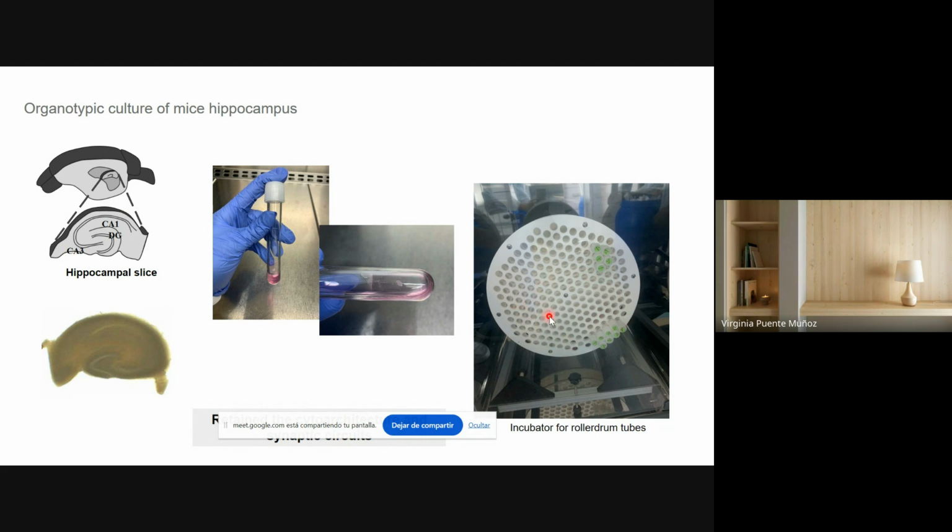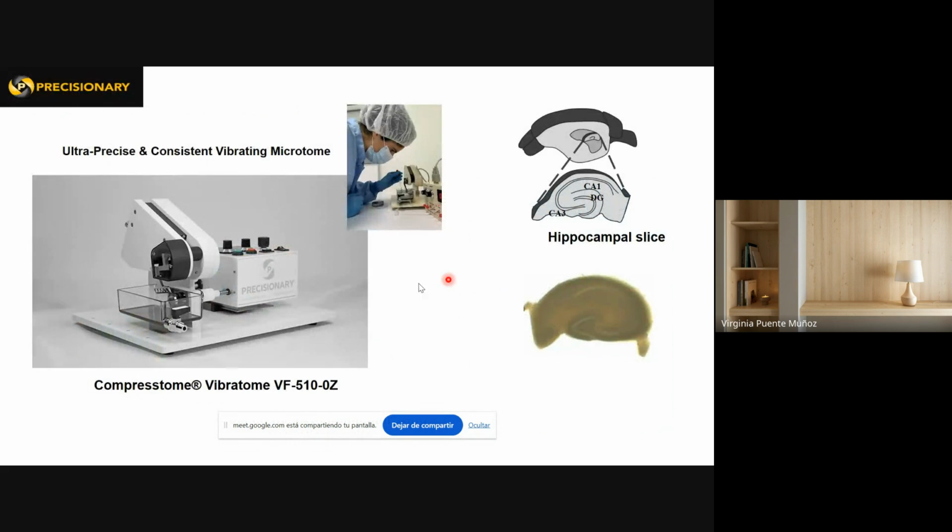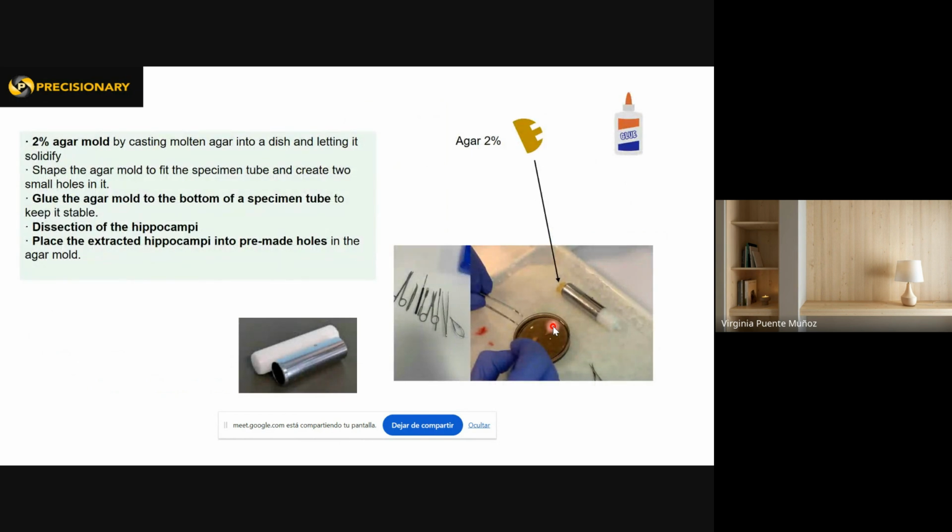But how do we get these slices? For that, we use an ultra precise and consistent vibrating microtome. The one we have is the Campden Vibratome VF510-0Z. And we make the slices of the hippocampi. I will explain all the steps.